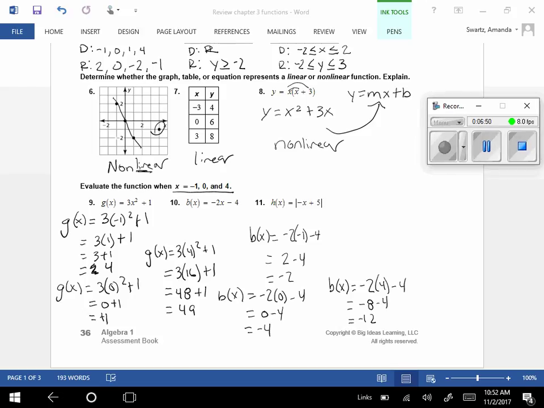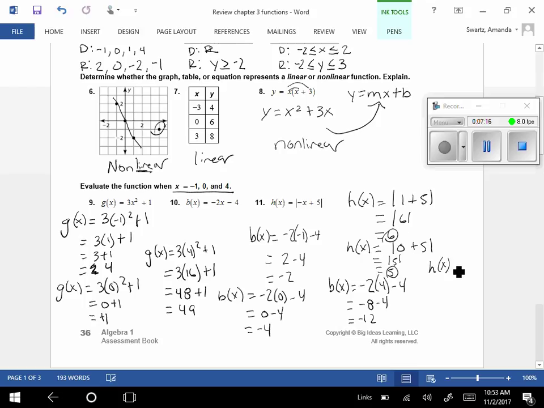Okay, and the last one, we're in absolute value, so make sure you do the operation first inside the absolute value. So we get the opposite of -1 is 1. So we'd have 6. So 6 would be your answer there. And we have the opposite of 0. Well, that's just 0. So 5 is our answer there. And then we have 4 plus 5. We get the absolute value of 9, which is 9. So here are all of your answers after I fixed these two.